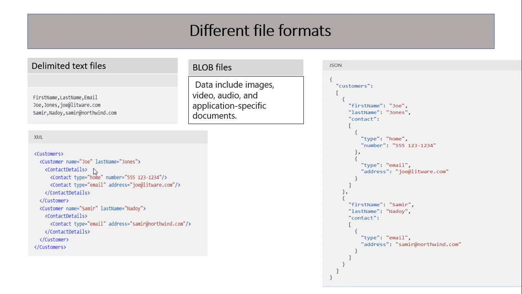And if you see, customer name, first name, last name, these are again attributes, and contact details. For example, we have multiple contacts, so contact details has an opening and closing of the tag, then within that the contact type and number are the attributes. So these are the attributes here.